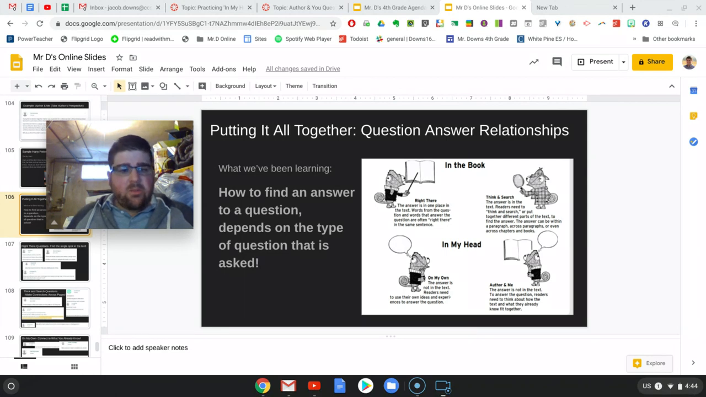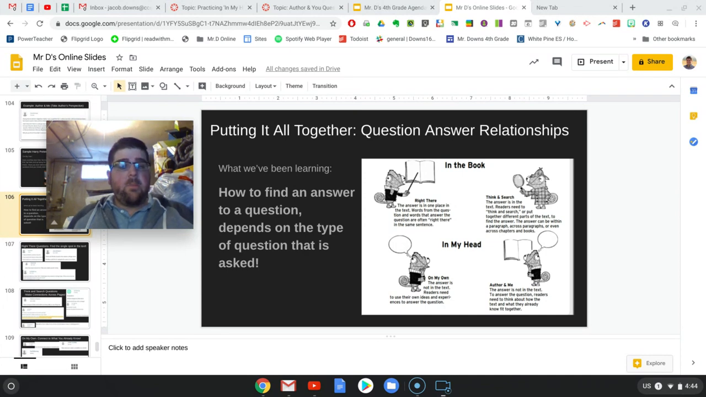So I want to stitch everything together and review everything all at once. What have we been working on? If I were to sum it up into just one thing, question answer relationships means that how we find an answer depends on the type of question that is asked. I'm going to say that one more time. How we find an answer to a question depends on the type of question that is asked.